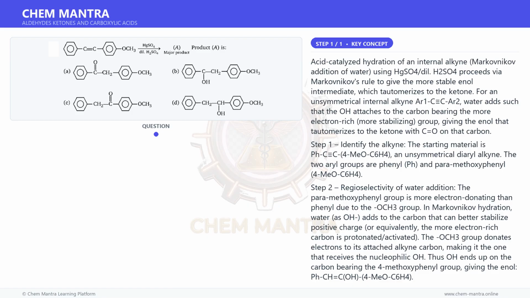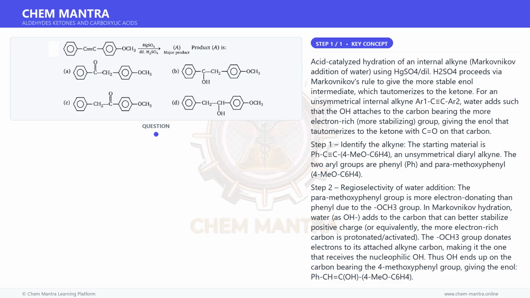Why other options fail? Option A. PhCO-CH2-C6H4OCH3 would arise if O added to the phenyl-bearing carbon, anti-Markovnikov with respect to electron density, giving the less stable enol. This is the minor product.